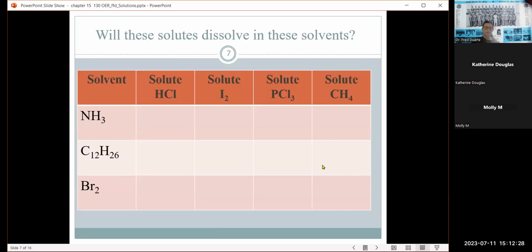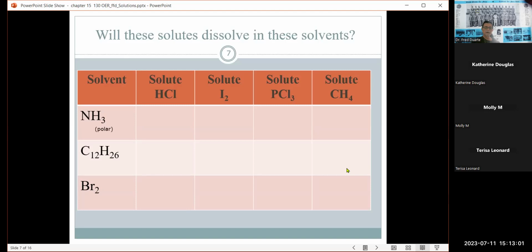All right, so we have a table here. And before we can answer the question, will these solutes dissolve in these solvents? In the first column, it represents the solvent, so that's going to be in greater quantity. And the solute is across the top. Well, before we can even answer this question, the first thing we have to do is define the polarity of the molecules. Okay.